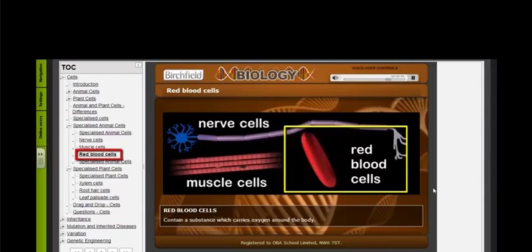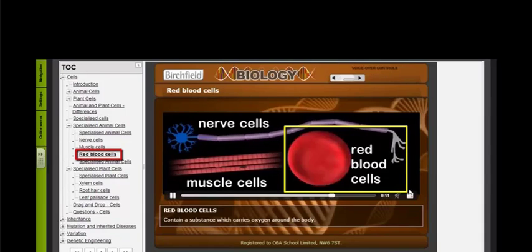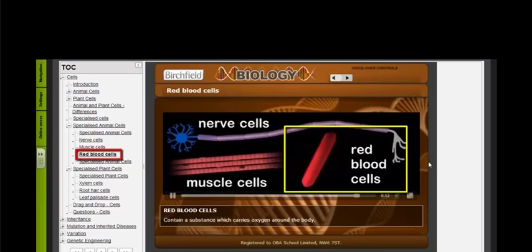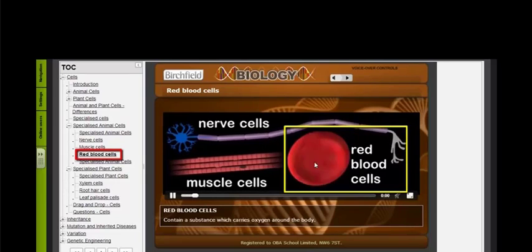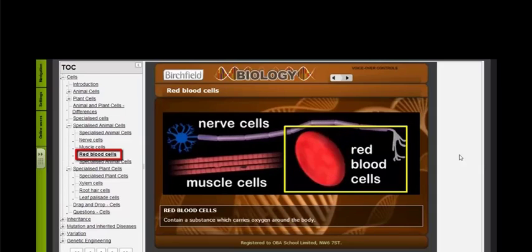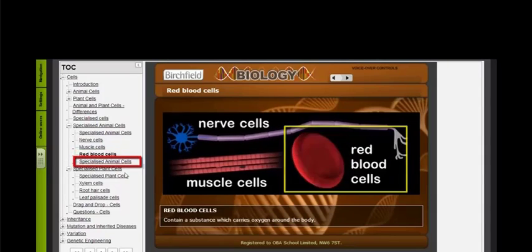As for red blood cells, they contain a substance which carries oxygen and carbon dioxide around the body. It's called hemoglobin. It is a protein which carries the oxygen to the body and brings carbon dioxide from the body to the lungs so we can release it to the outside.